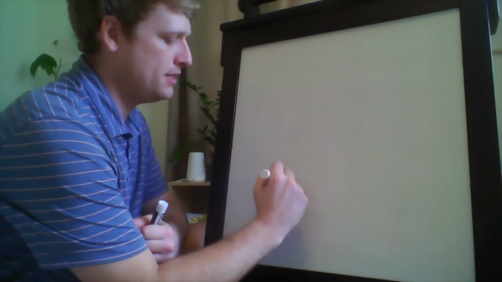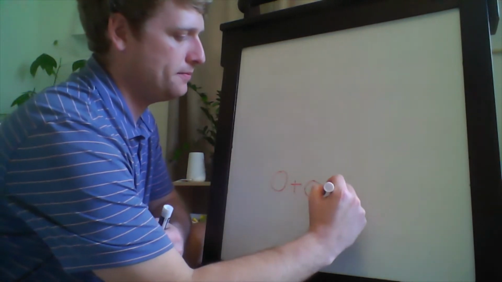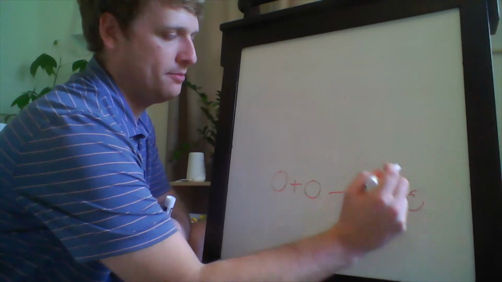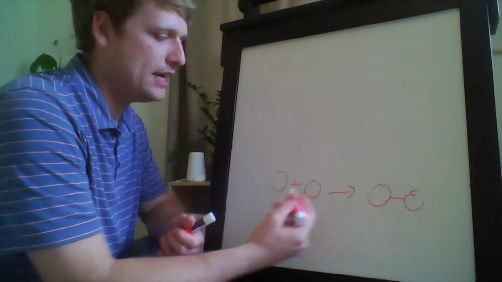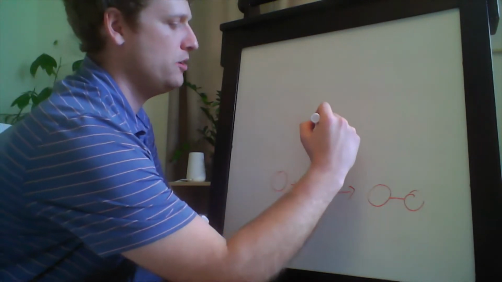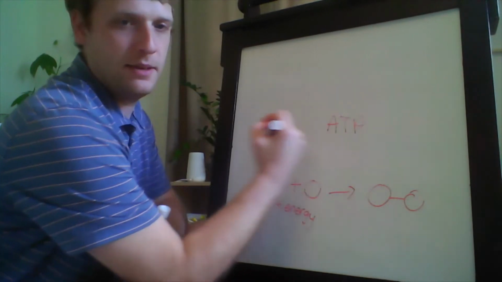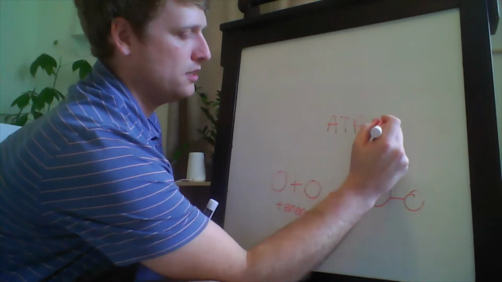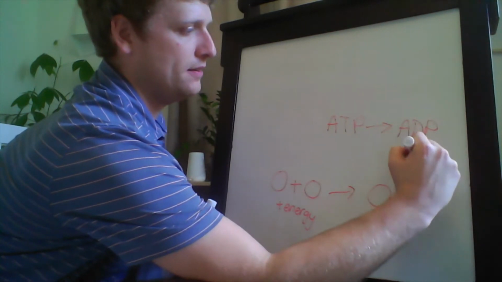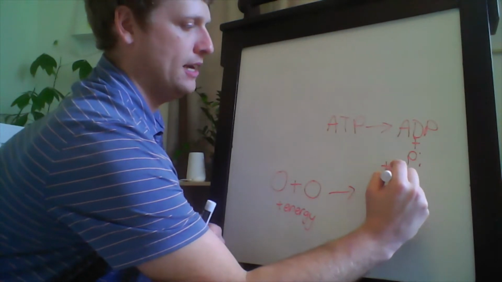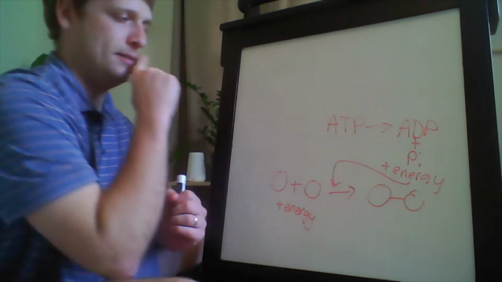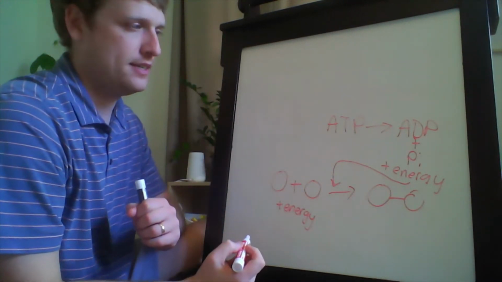So let's say we've got some synthesis reaction down here. You've got your two monomers. You're going to add a covalent bond between them to make some larger molecule. That takes energy. Where do you get that energy from? You get it from taking ATP, splitting that, breaking the bonds between ADP and that inorganic phosphate, and you release energy. That energy can then be used to drive this process of synthesis.